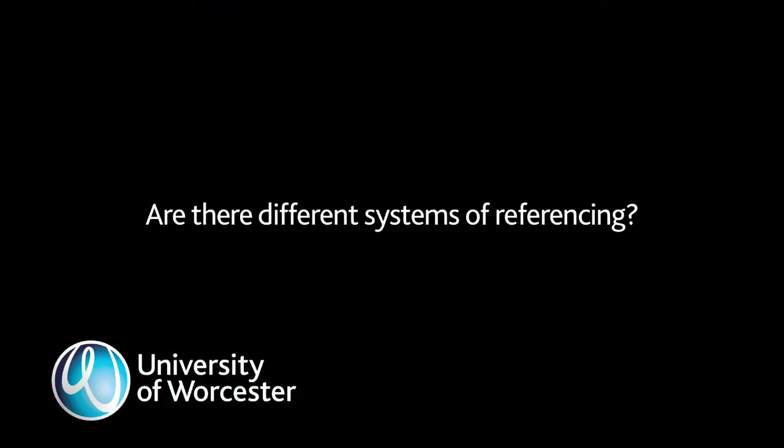Are there different systems of referencing? There are. I mean, for instance, quite a common one in some parts of Britain, in some subjects, is to have a system of numbered footnotes. You get little numbers in the text and you'll find a little list at the foot of the page or at the end of the assignment where you'll find all the details. But by far the most common system around the world is the Harvard system of referencing.